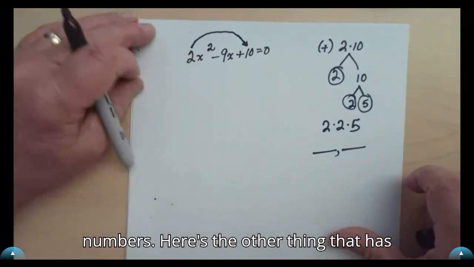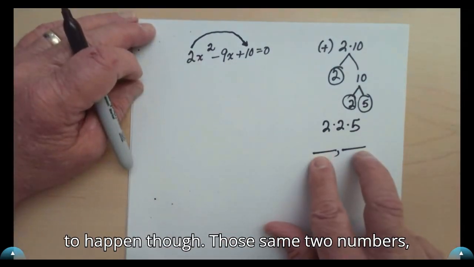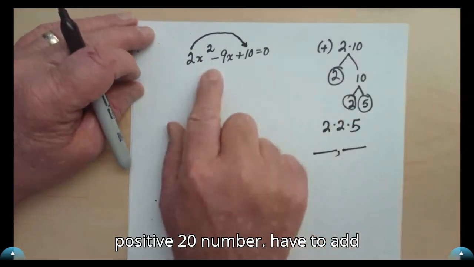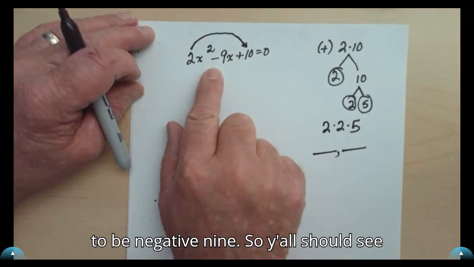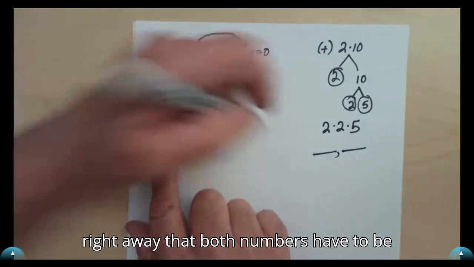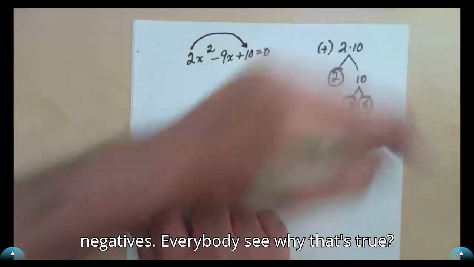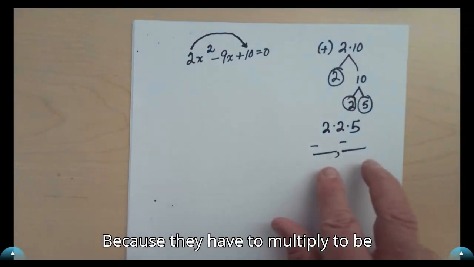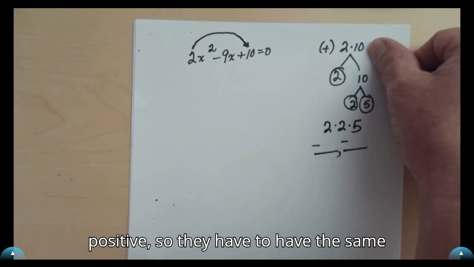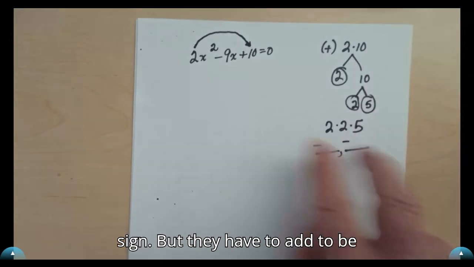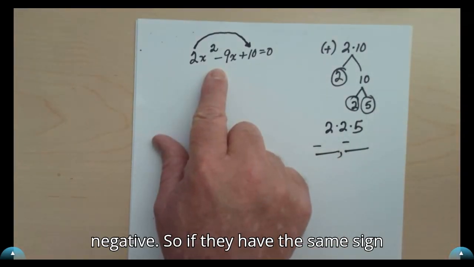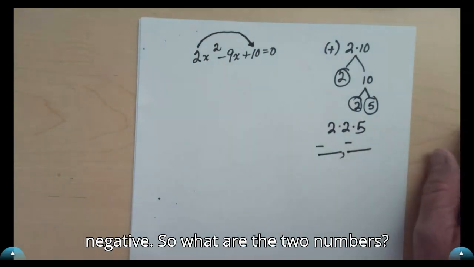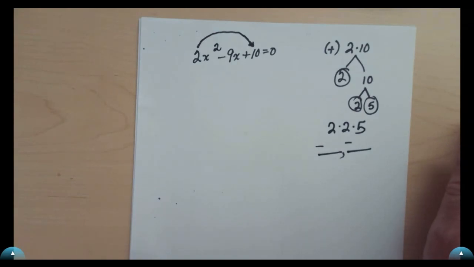Here's the other thing that has to happen though. Those same 2 numbers, they're going to multiply to be this positive 20 number, and have to add to be negative 9. So y'all should see right away that both numbers have to be negatives. Everybody see why that's true? Because they have to multiply to be positive, so they have to have the same sign. But they have to add to be negative. So if they have the same sign and add to be negative, they must both be negative. So what are the 2 numbers?